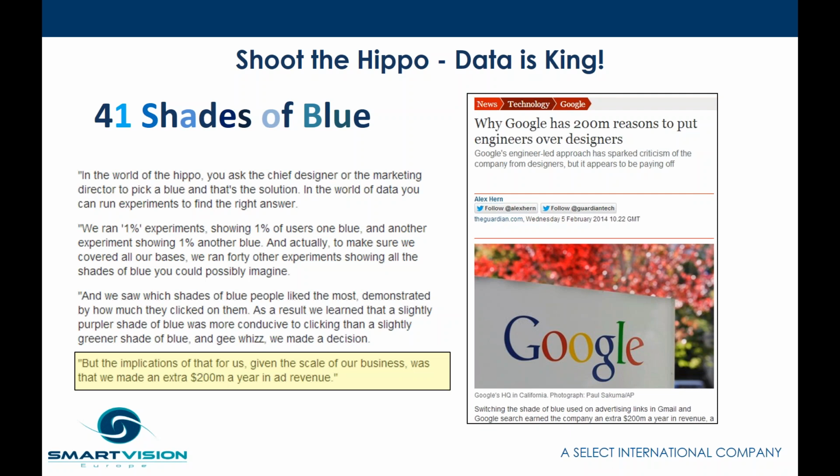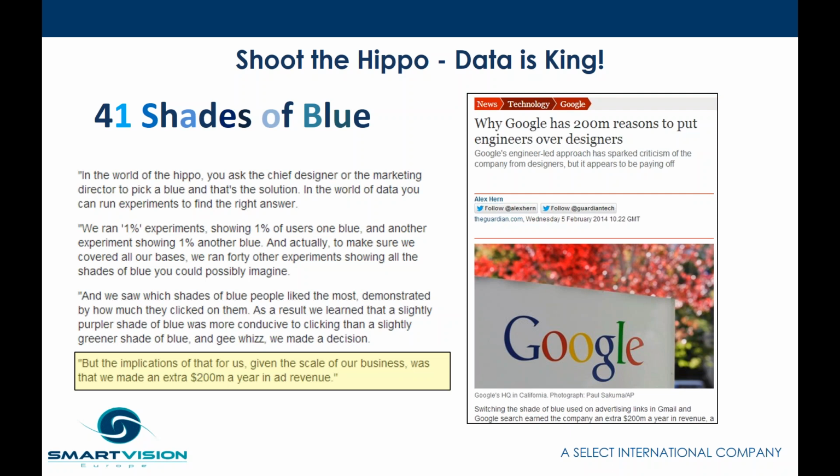And they made the point that in the world of the HIPPO, you ask the chief designer or the marketing director to pick a color, for example, a shade for an advert or a font that you're using, and that's the solution. In the world of data, you run experiments to get the right answer. And in Google's case, they ran 1% experiments showing 1% of users different shades of blue for the Google AdSense. These are the little adverts that appear alongside the Google search terms. And they were experimenting with different shades of the font. And basically they said, we saw which shades of blue people liked the most, demonstrated by how much they clicked on them. And as a result, we learned that a slightly purple shade of blue was more conducive to clicking than a slightly greener shade of blue, and that allowed them to drive the decision.